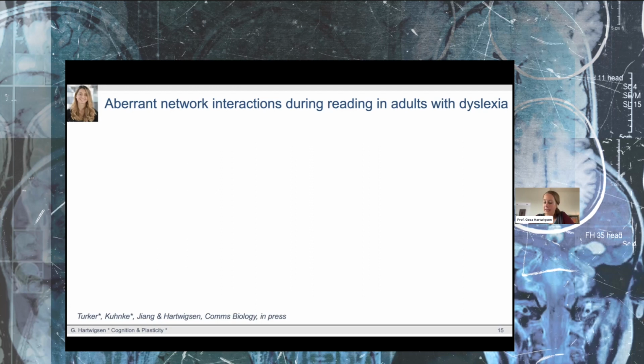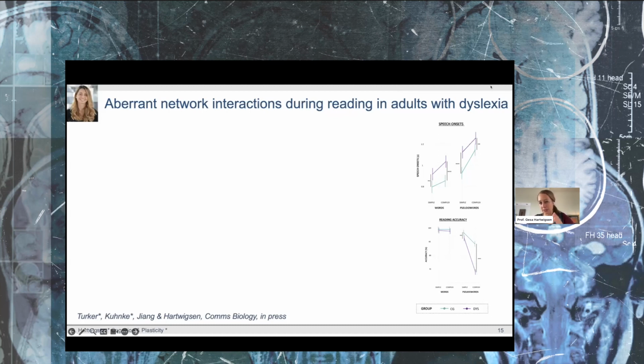And this is work led by my postdoc, Sabrina Turka, who focused on aberrant network interactions during reading in adults with dyslexia. So we had a reading task again performed during fMRI, and the subjects had to read words or words without meaning, that is pseudo words, of increasing complexity. And you can see here that the adults with dyslexia perform worse on almost all measures. So they have overall longer speech onsets, longer speech durations, and impaired reading accuracy, at least for the more complex pseudo words.